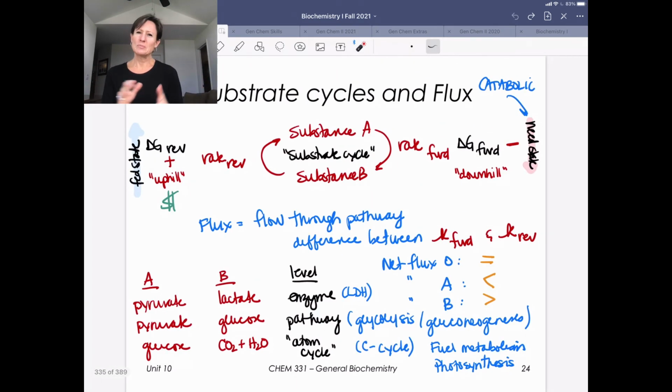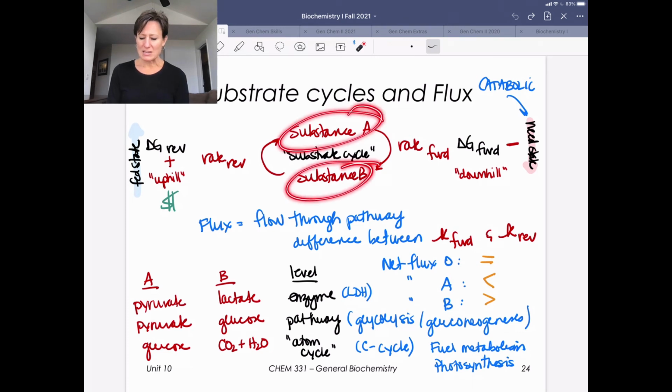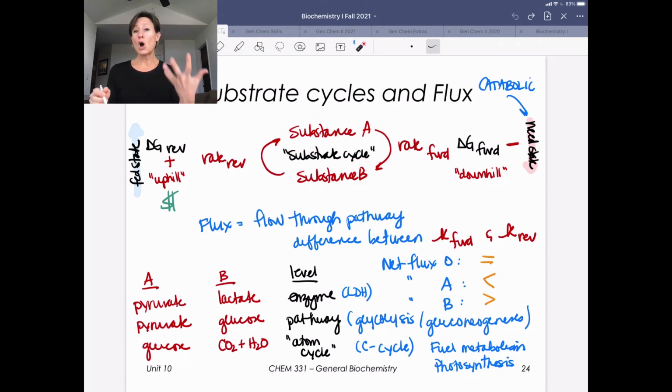All right, we spent a good bit of time on this slide, so I want to make sure to highlight this concept of substrate cycles and flux. So when we think about two substances being interconverted, we can call this a substrate cycle. What happens in that substrate cycle, what we call the flux or the flow through that pathway, is basically the difference between a forward reaction, if we call it converting A to B, and then a reverse reaction converting B back into A.